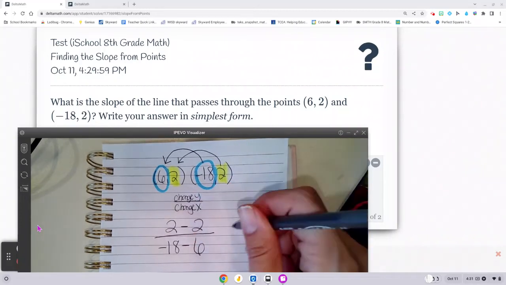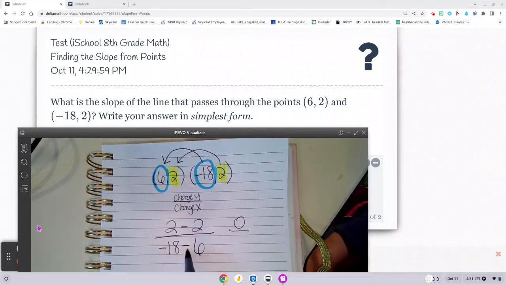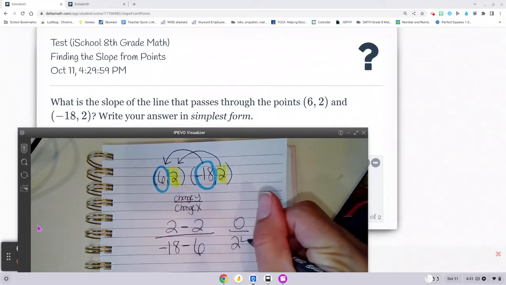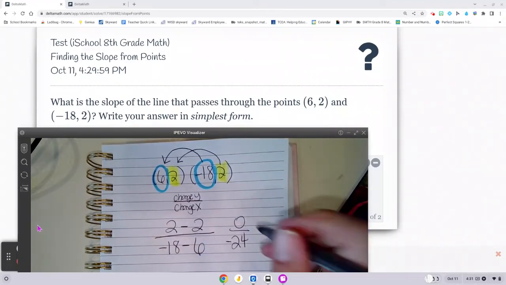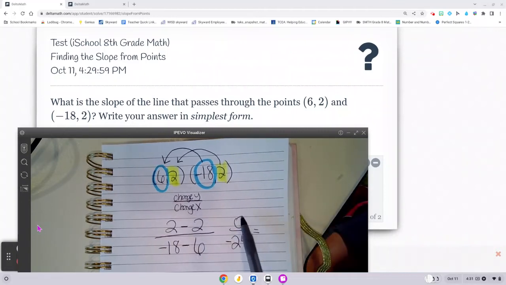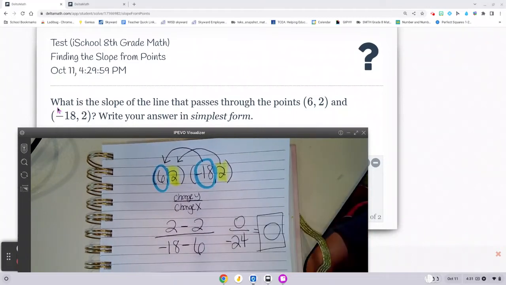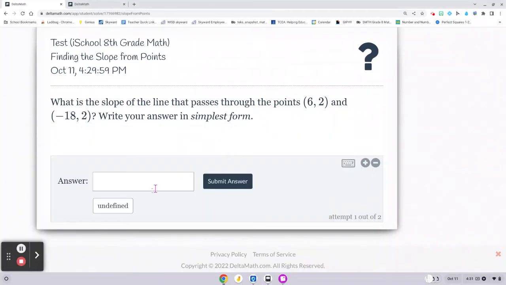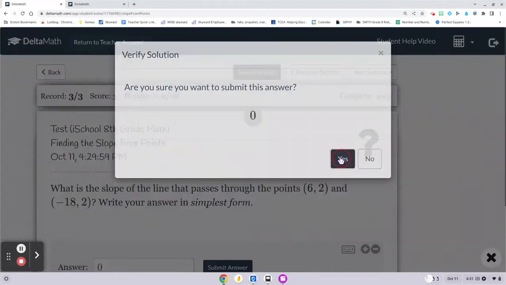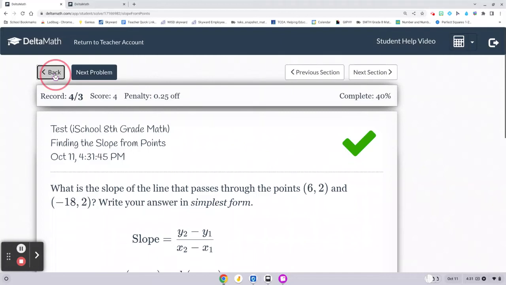All right, 2 minus 2 is 0. -18 minus 6, the signs are the same, so we add and we keep the sign of the bigger number. And really, all that doesn't matter because 0 divided by any number is always 0. Okay, so 0 is my slope. And I got it right.